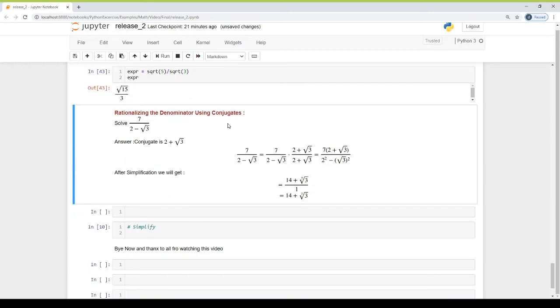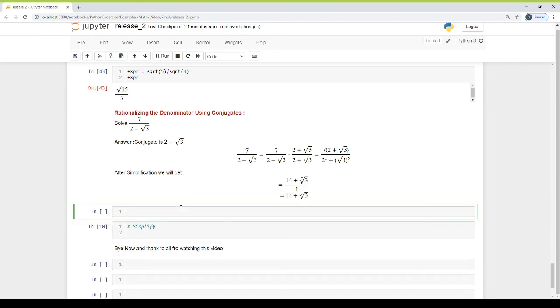Rationalizing the denominator using conjugates. What are conjugates? Conjugates are the denominator terms with the opposite sign. For example, here we have 2 minus under root 3. Its conjugate is 2 plus under root 3. Let's solve it. Expression is equal to 7 divided by 2 minus square root of 3.